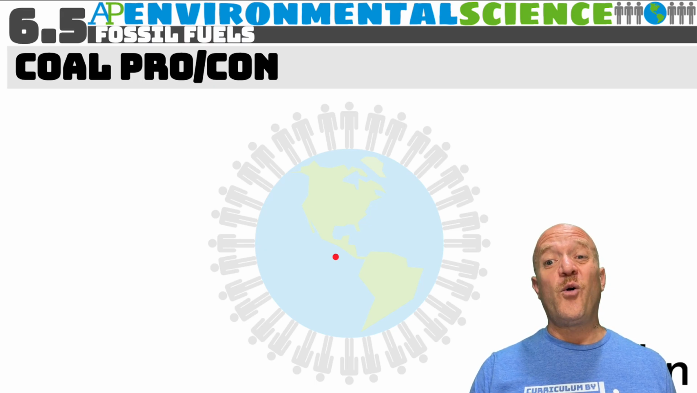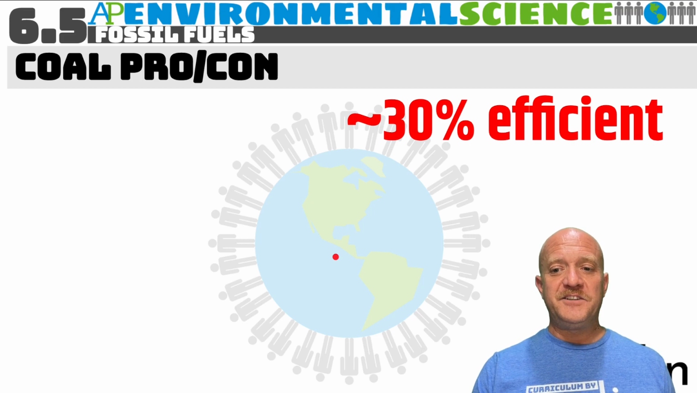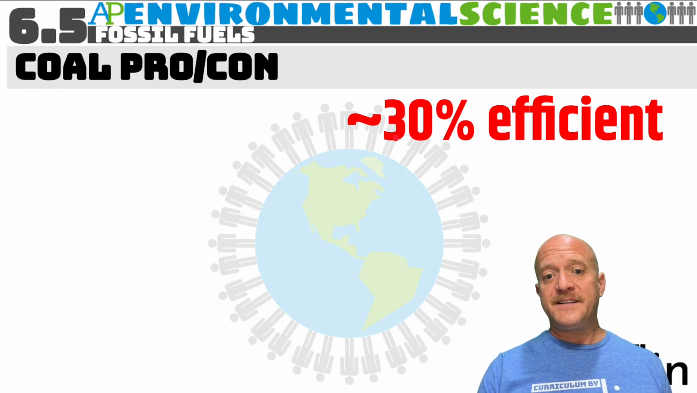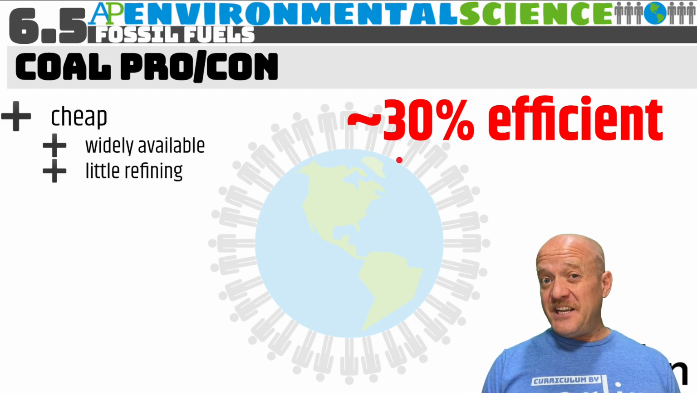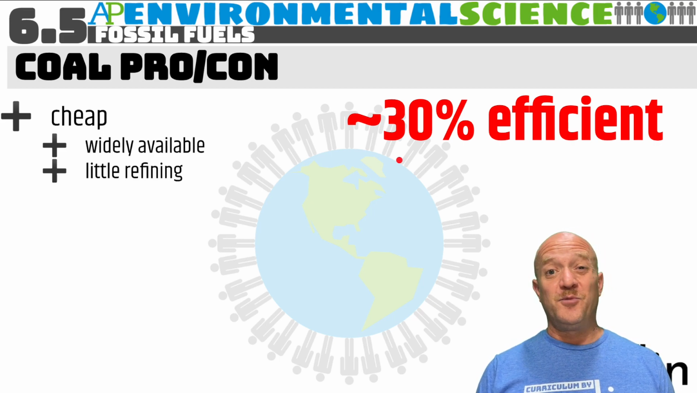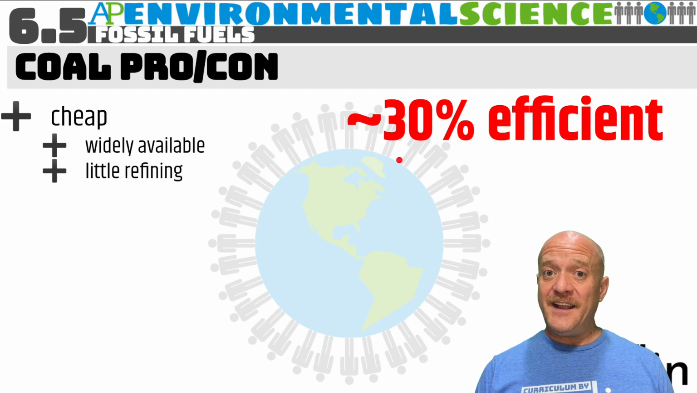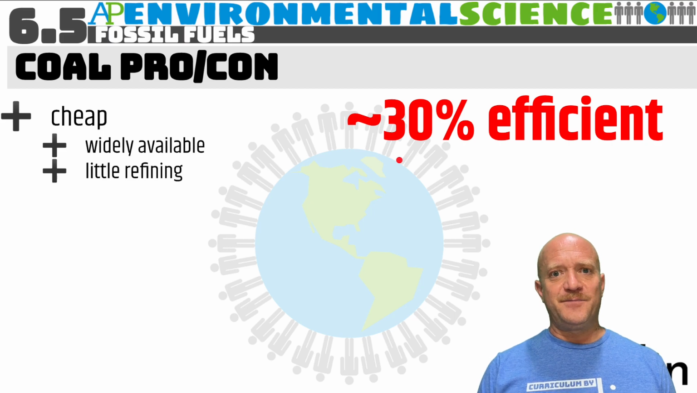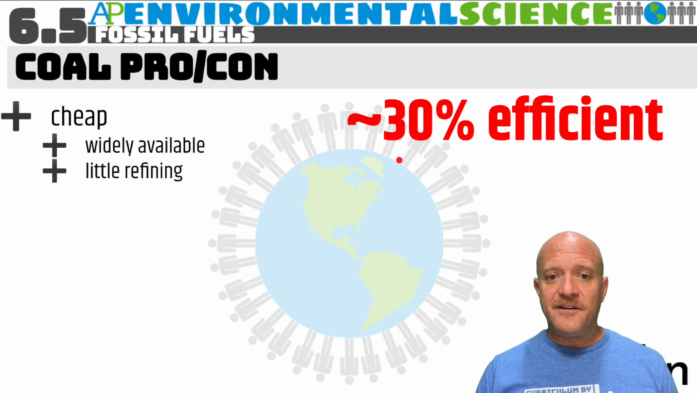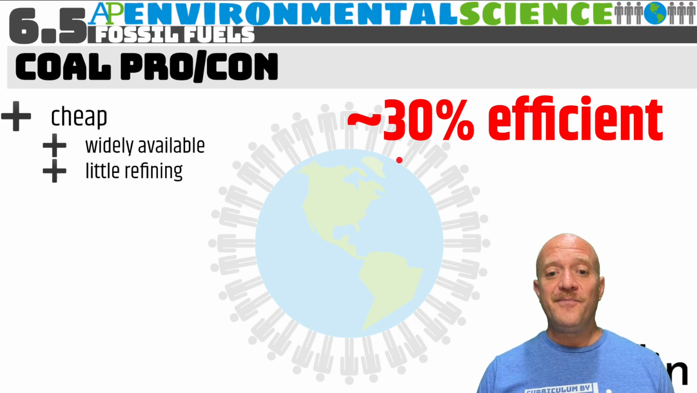Now, some pros and cons of coal. Coal is only around 30% efficient, which means when you burn the coal, you're not getting 100% of the energy. Some of it is given off as waste. Coal is incredibly cheap, and that's because we have it widely available. Remember, the United States is a global leader in coal production and coal reserves. Coal requires little refining. Most or all of the refining has pretty much been done by nature, with the millions of years of pressure basically concentrating the carbon atoms into the coal.